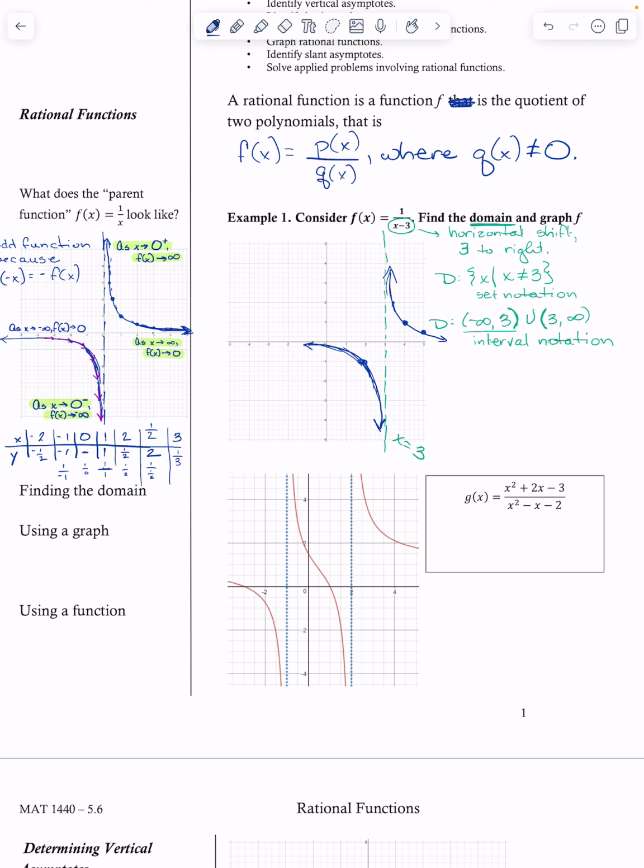So again, with the arrow notation here, as x approaches 3 from the left, f of x approaches negative infinity, and up at the top, as x approaches 3 from the right, f of x is approaching positive infinity.